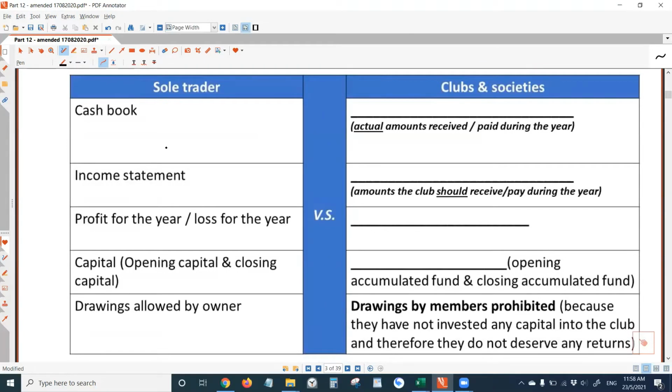Okay, here is a table that compares the terminology used. I mean the terms that you see differently for this topic compared to what you saw in other topics. The cash book that you used to have, we don't call it cash book anymore in clubs and societies. So for this topic, you have a new set of vocabulary to learn. Cash book is known as receipts and payments account.